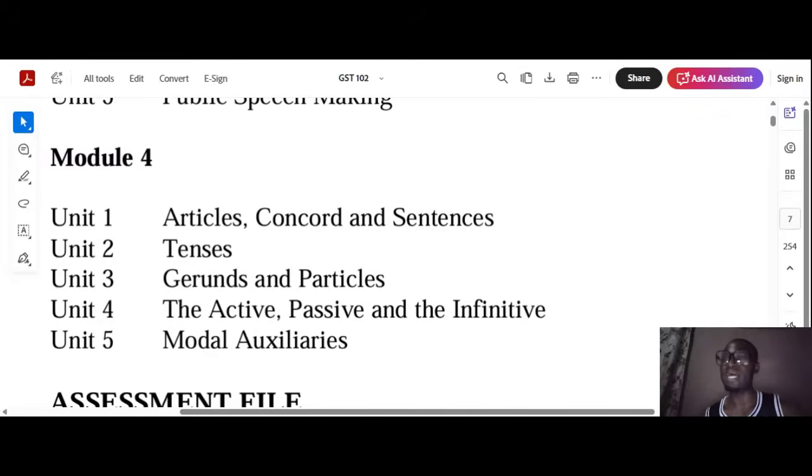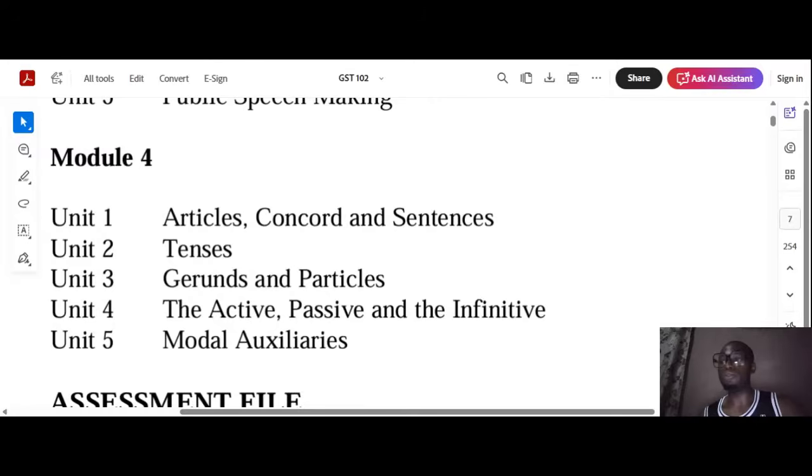What we are doing right now is we are scanning the material, or you may use the word skim. You know the meaning of skimming and scanning already from GST 101. So in Module 4, we will talk about articles, concord, and sentences. And we will talk about tenses, gerunds, and participles. Then active, passive, and infinitive. And then the last one is modal auxiliaries. We will talk about all these in the course.